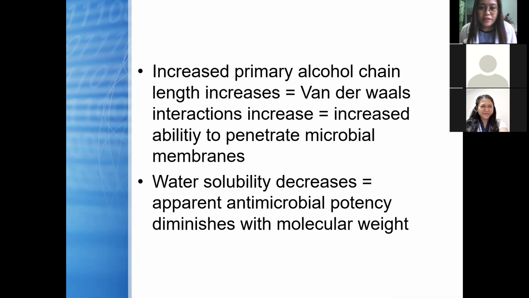Okay? And then water solubility decreases. This is the reason why only up to octanol has antibacterial property. As the carbon chain length of the alcohol increases, its water solubility decreases. So it can no longer be soluble in water, and that results in an apparent decrease in the antimicrobial potency of the alcohol. So that is the reason, okay?